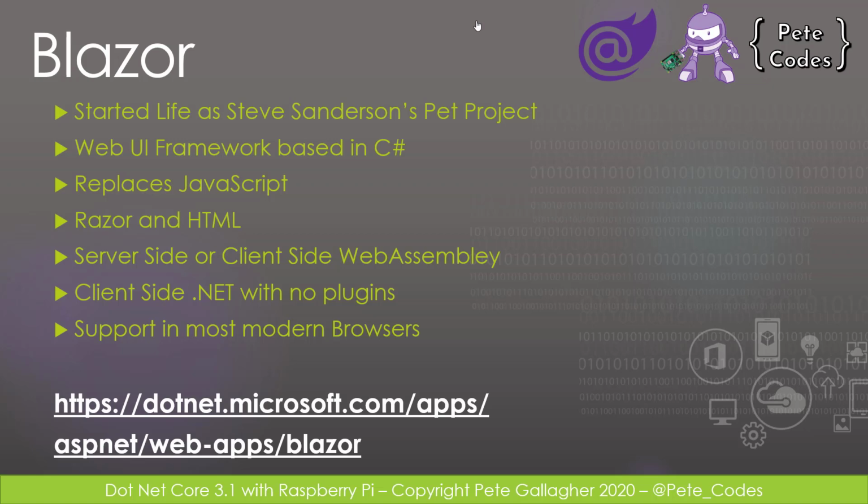What it allows us to do is replace our client-side JavaScript with C# instead. And so if you've got a skill set in C# in your pool of developers, then they can make use of their C# experience rather than perhaps needing to lean on JavaScript. You write in Razor and HTML, and there's a couple of different ways of doing it. You could either use server-side or client-side, and the client-side will use WebAssembly. So I'll demonstrate both of these today. This is completely plugin-less, so it's native WebAssembly or native HTML and C#, and it's supported in nearly all modern browsers.